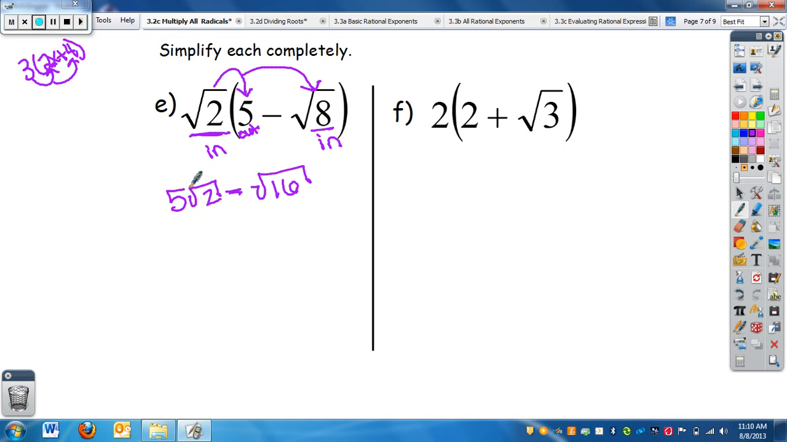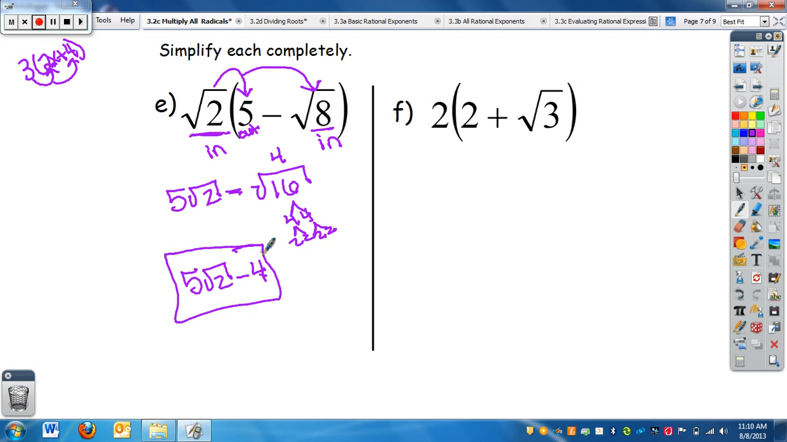Simplifying 5 root 2, that is done. I can't break down root 2, but 16. If you brought your A game, you can recognize the square root of 16 is 4. Or you can break it down into 4 and 4, and then you get 4 2's, which is 2 times 2, which is 4. So 5 square root of 2 minus 4. Knowing your perfect squares is a time saver, trust me.